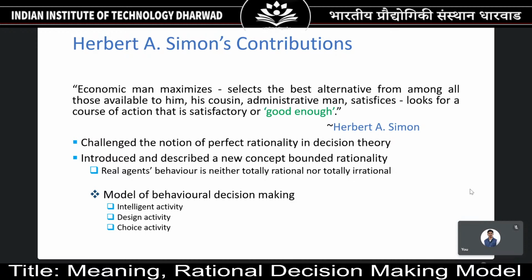The last stage is the choice activity. The decision maker selects the alternative that leads to the best outcome. Moreover, he can reinvestigate the first phase or second phase and repeat this procedure again and again.